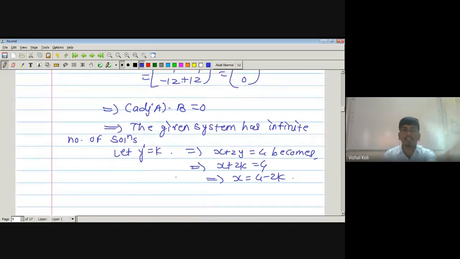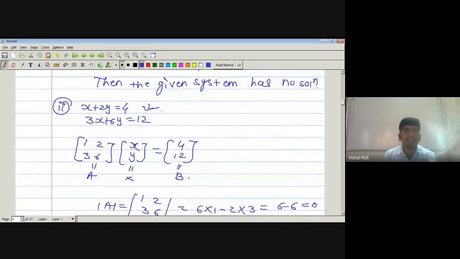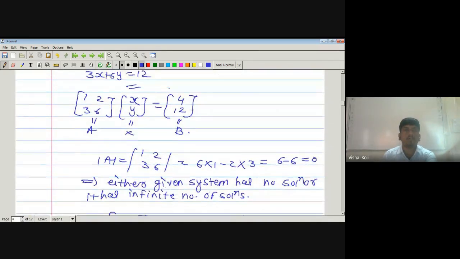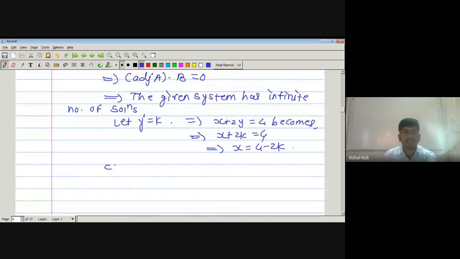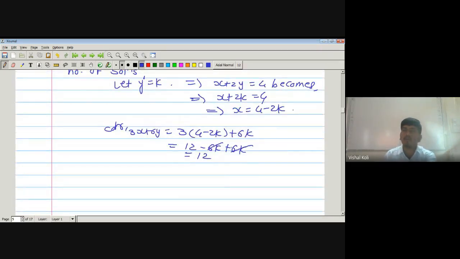Now let us check whether these values of x and y satisfy the given system of equations. The second equation is 3x plus 6y equal to 12. Put the values of x and y in that one and check whether it is true. Consider 3x plus 6y, which is equal to 3 into 4 minus 2k plus 6 into k, which is equal to 12 minus 6k plus 6k. The 6k cancels, and we get 12, which is the right hand side of the given equation 2, 3x plus 6y equal to 12.